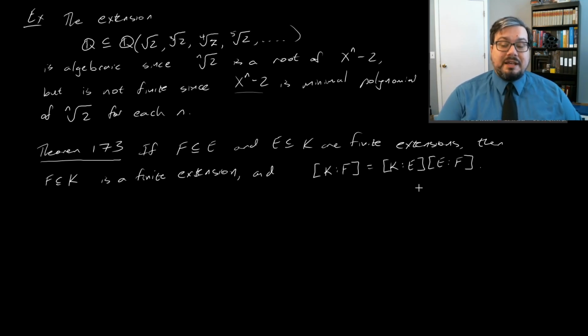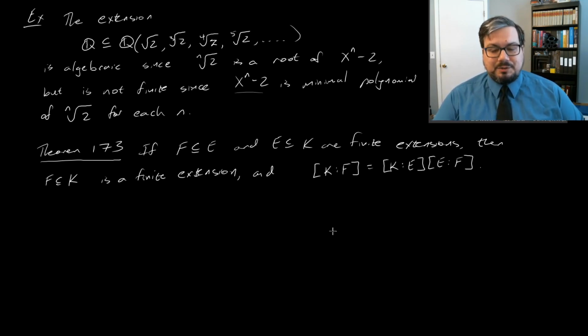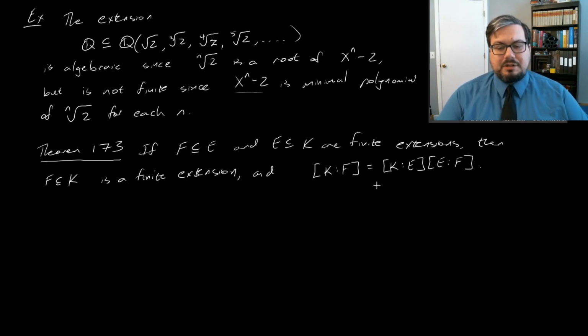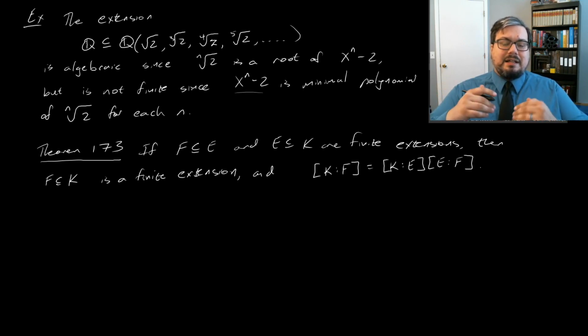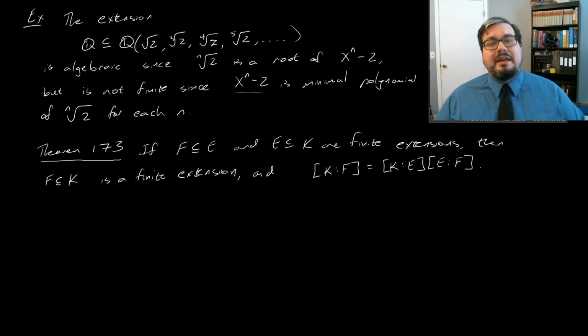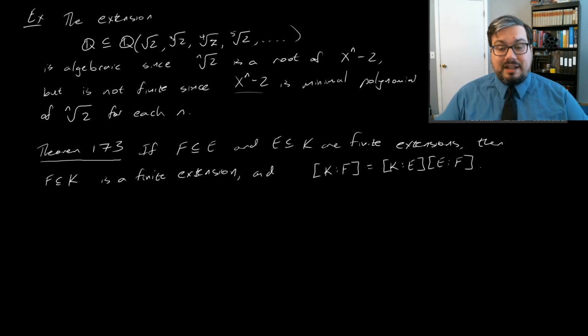This relationship here is going to be very important to us because it allows us to take information about the two extensions and give us information about the composition of them. And we'll see that in complex situations where we have, say, lots of different fields sitting between F and K, we can use this property to understand the relationships between them better.